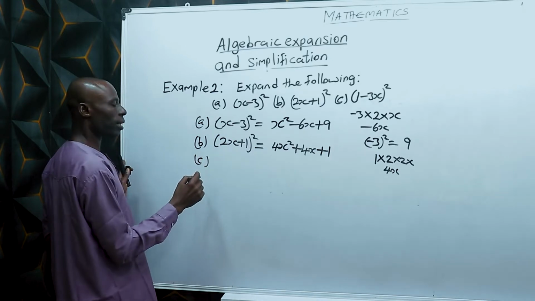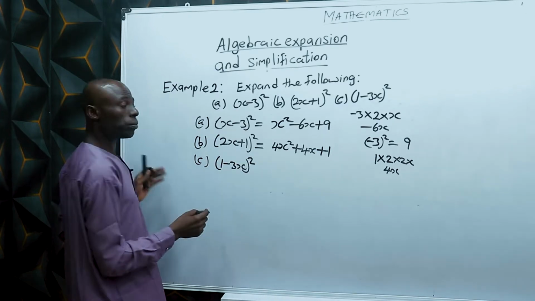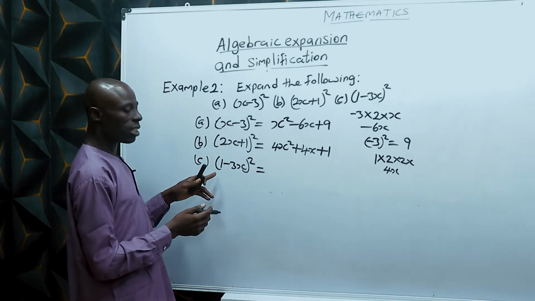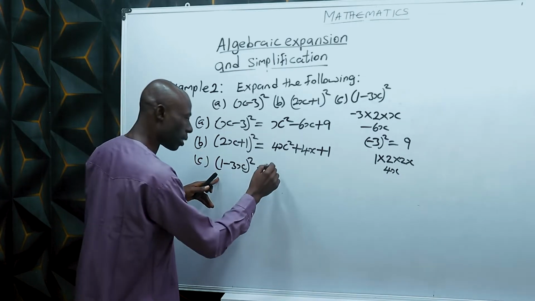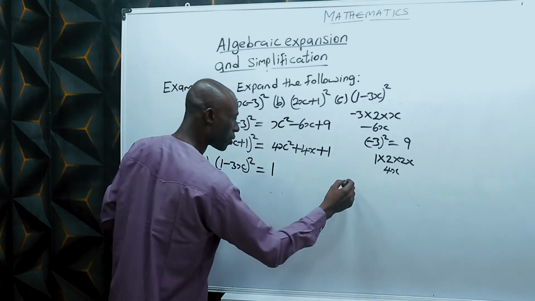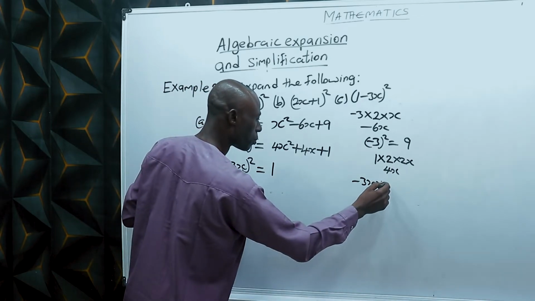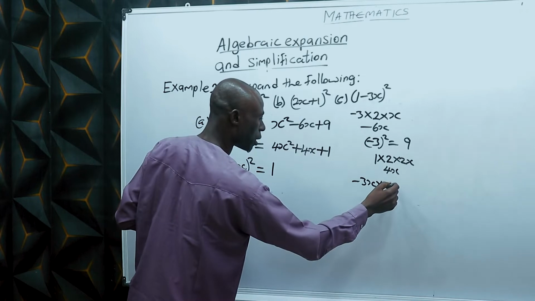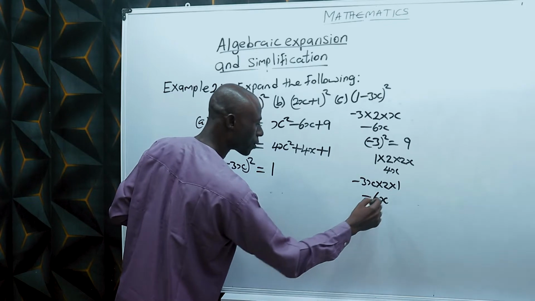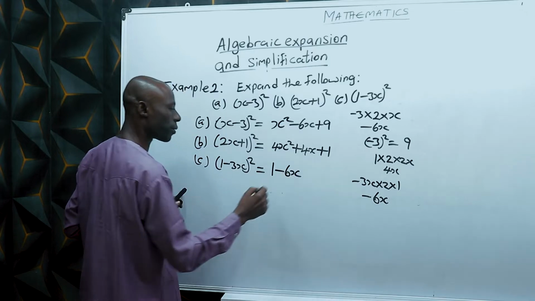Lastly, on that, we have 1 minus 3x raised to power 2. To expand that, square the first thing in the bracket. The first thing in this bracket is 1. Square it, you get 1. Multiply everything you can see together. You can see minus 3x, can't you? You can see positive 2. You can see positive 1. When you multiply everything, you get minus 6x. As you can see. So you write minus 6x.